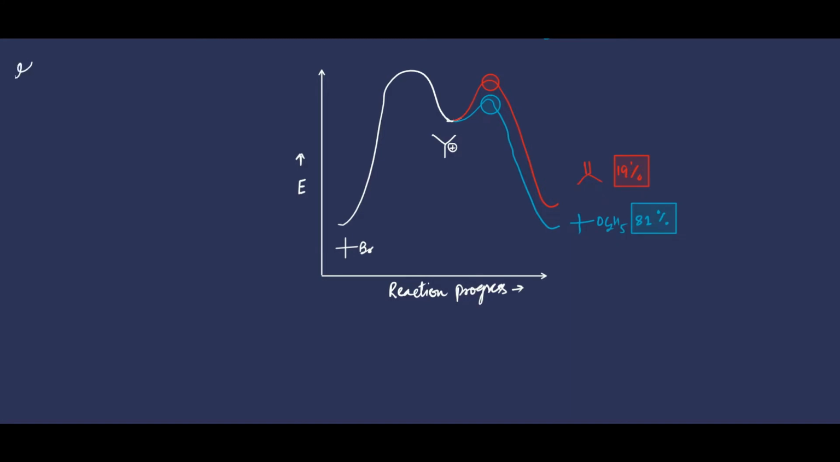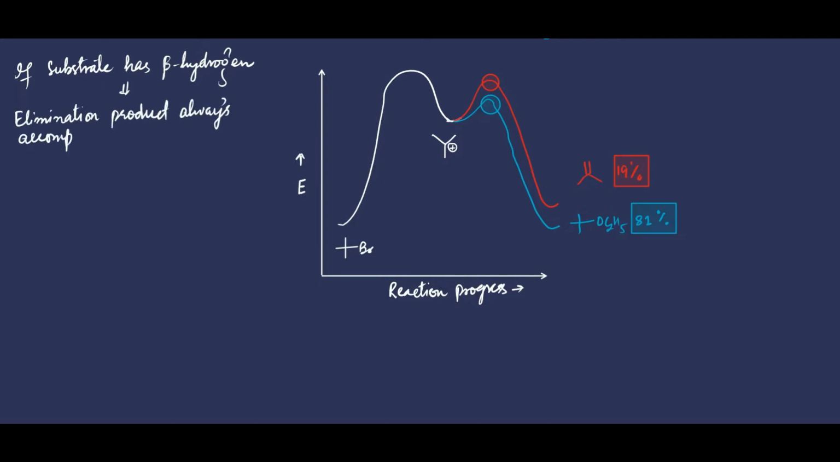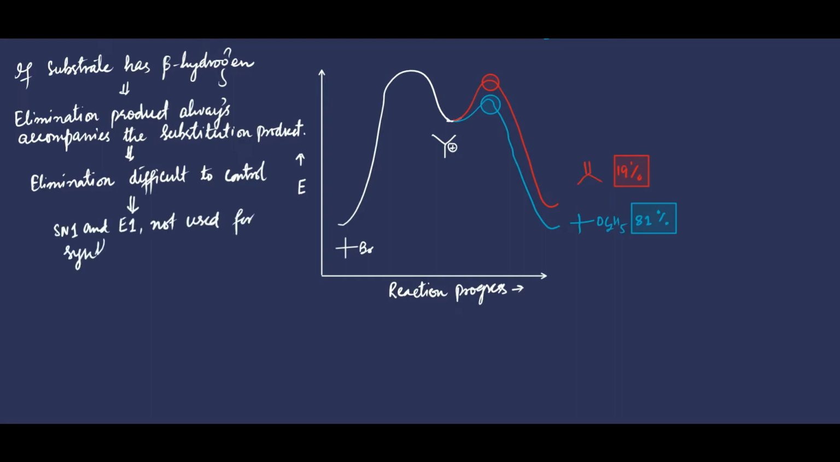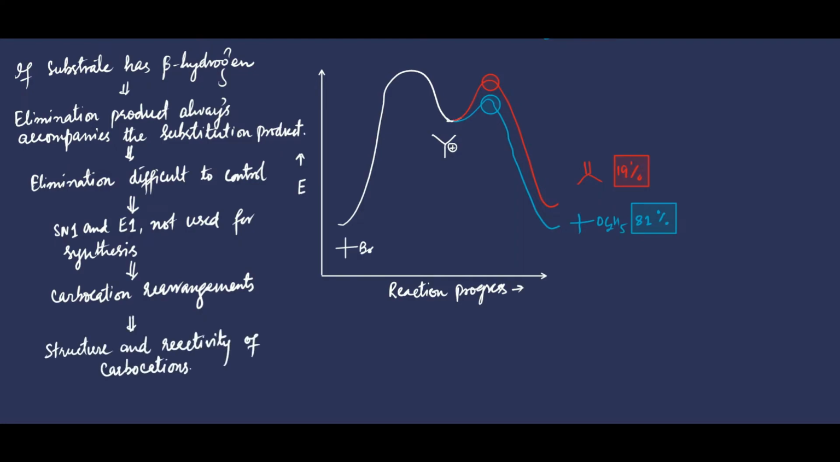If an elimination is possible, if there is a beta hydrogen, then some elimination product always accompanies the substitution product in SN1 reactions. Because the amount of elimination is difficult to control, this detracts from the usefulness of these reactions to prepare other compounds. In addition, carbocation rearrangements may lead to rearranged elimination products as well as rearranged substitution products. Therefore, these unimolecular SN1 and E1 reactions are not a good choice for synthesis of other compounds but are usually used to study the structure and reactivity of carbocations.